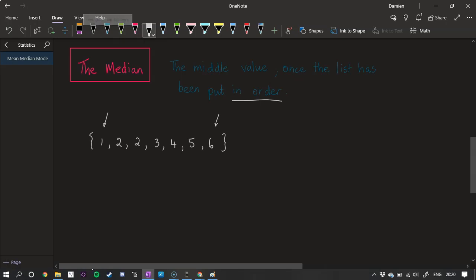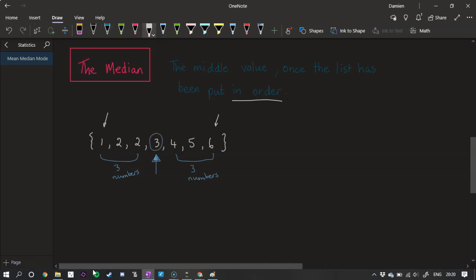Now, trying to find the middle value sometimes can be difficult, but if you actually look at this, 3 is the middle value. And the reason why 3 is the middle value is there are 3 numbers on this side, and on the other side of 3, there are 3 numbers here. Now, this is just one way of doing it. There are other ways to work this out. So that means 3 is the middle value.